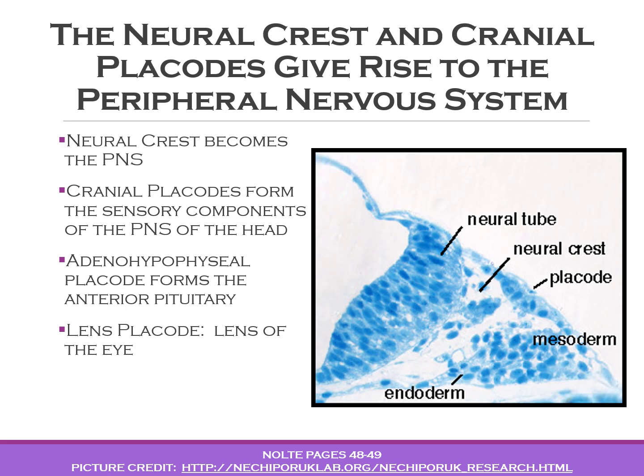So when we look at adenohypophyseal, that's code basically for anterior pituitary. So we'll see neurohypophysis, and that's posterior pituitary. So you'll get that in endocrine, A for A, adeno, anterior pituitary. Adeno actually tells you that it's glandular. Okay? And then the lens placode, lens of the eye. That makes sense, right? So this is Nolte pages 48 and 49, and then I cited the picture there for you as well.